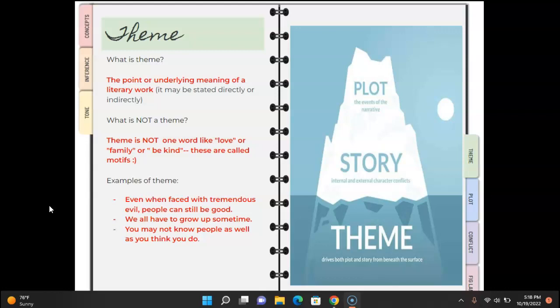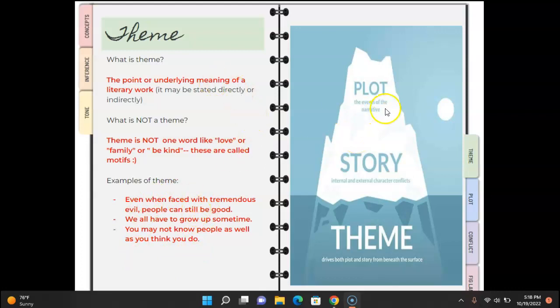Some examples of theme include these three. The first one is, even when faced with tremendous evil, people can still be good. Second is, we all have to grow up sometime. And then lastly, you may not know people as well as you think you do. All of these could be found in a piece of literature that's telling us the underlying meaning of that work, but none of them are just one word. They're all complete sentences that tell us that meaning.